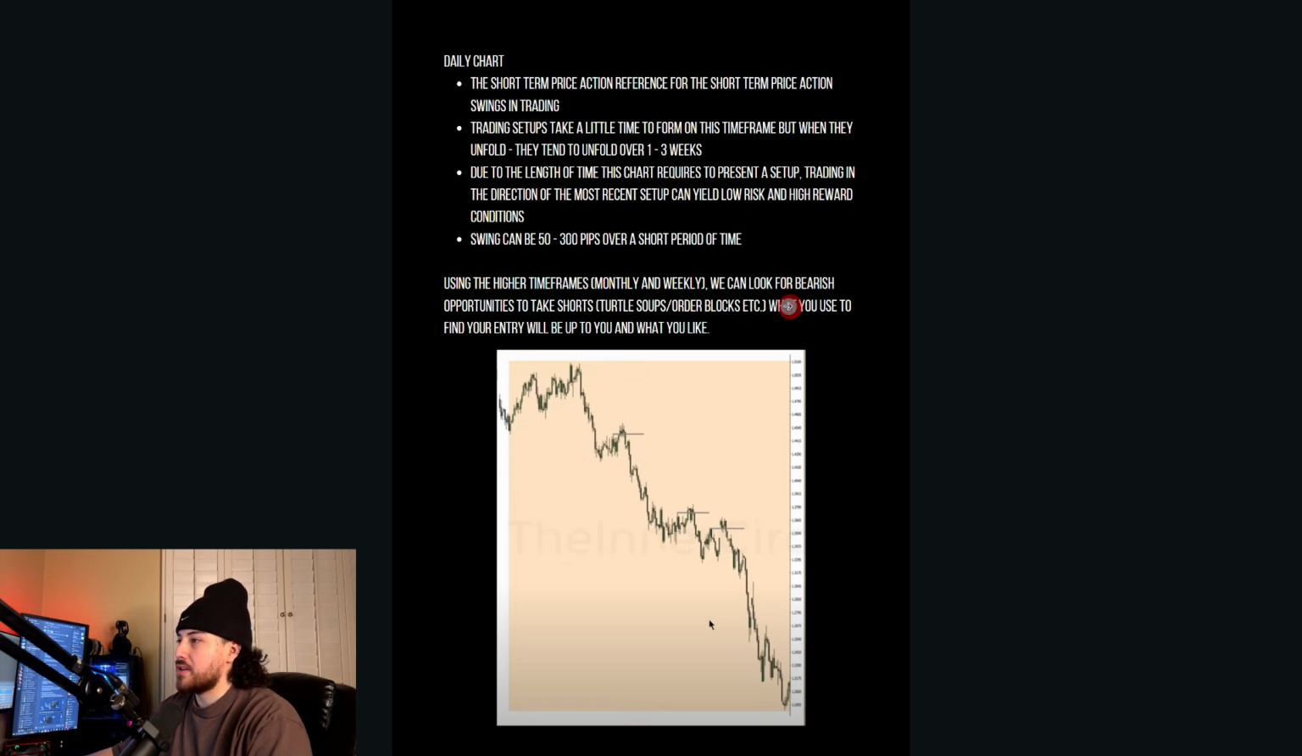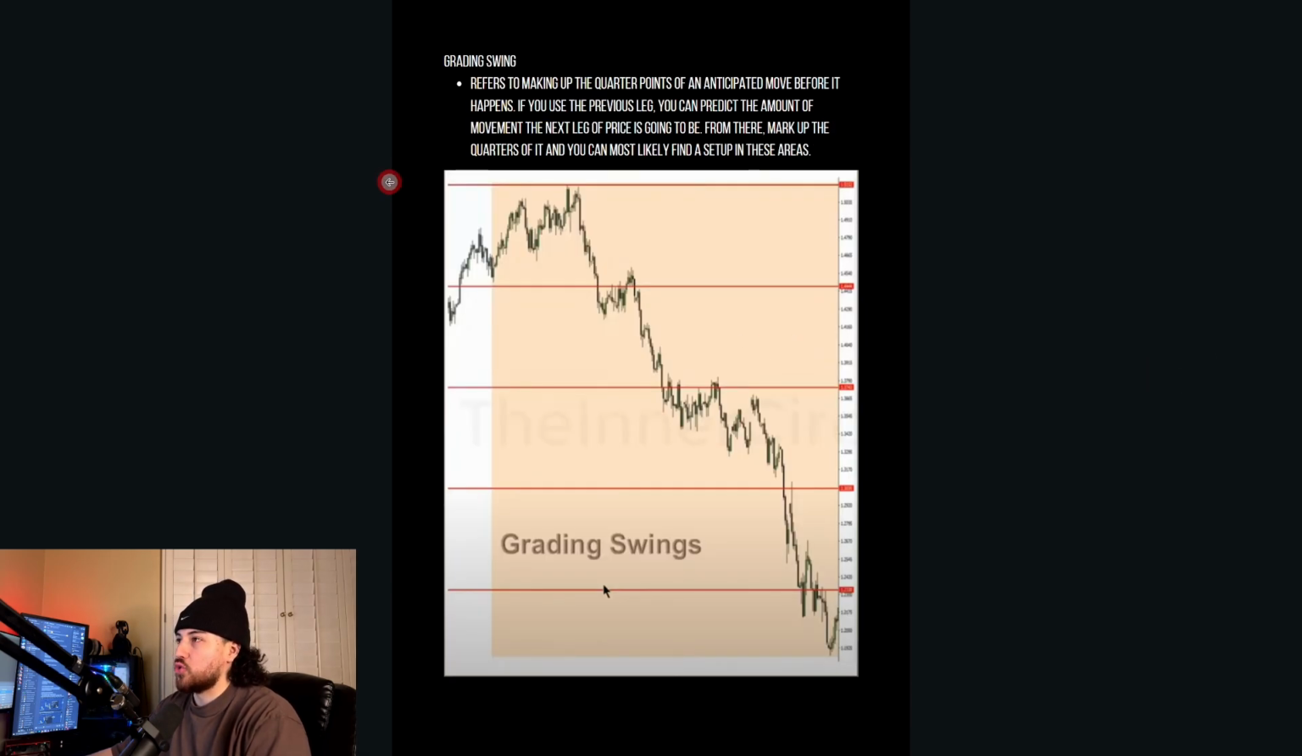He also points out here there are different methods and POIs we can use to take the shorts, but what you will decide to use will be completely up to you. Grading swings refers to making up the quarter points of an anticipated move before it happens.